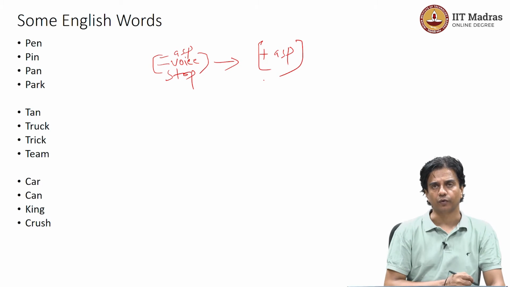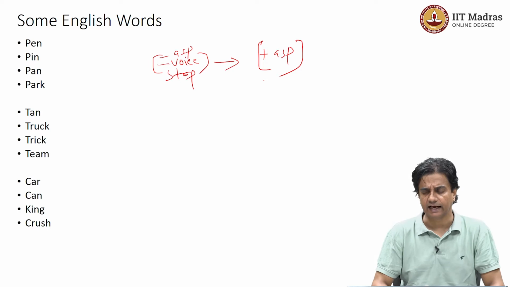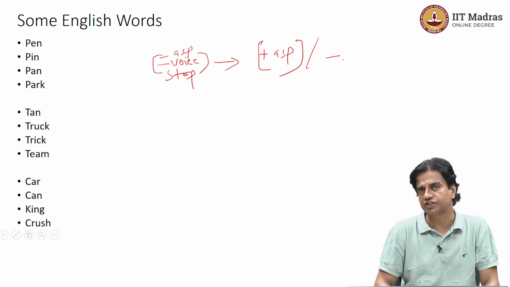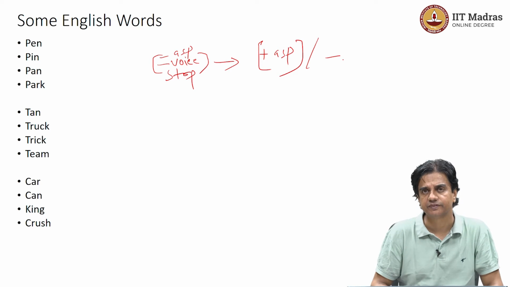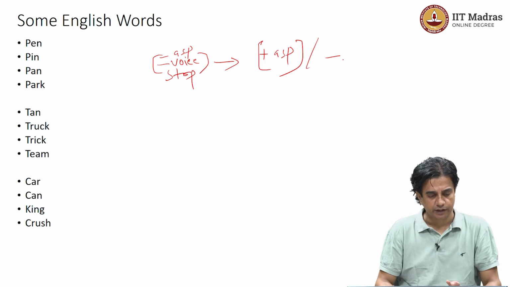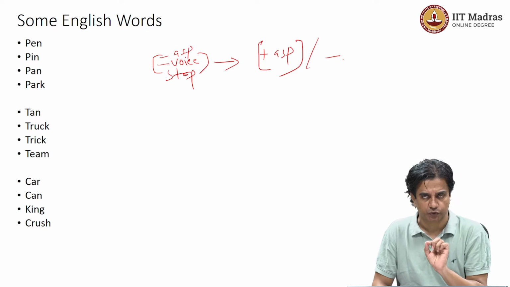This is what we are talking about. When do they become aspirated? At the initial position of a word. This is the rule. So this is the initial rule.